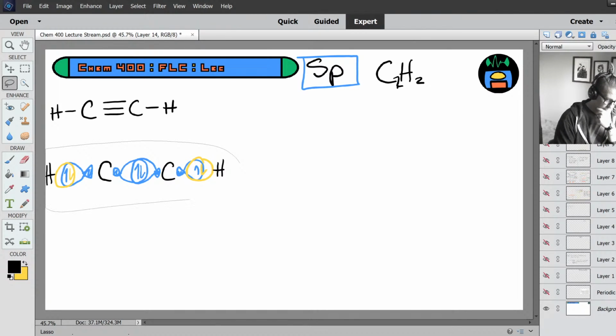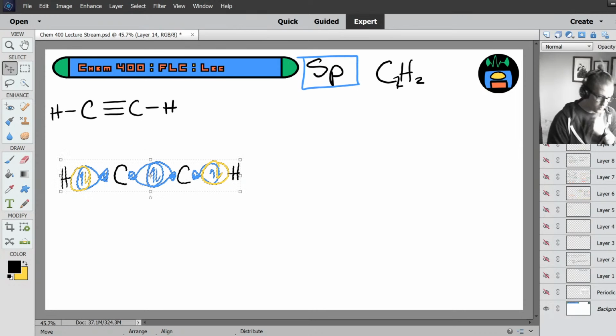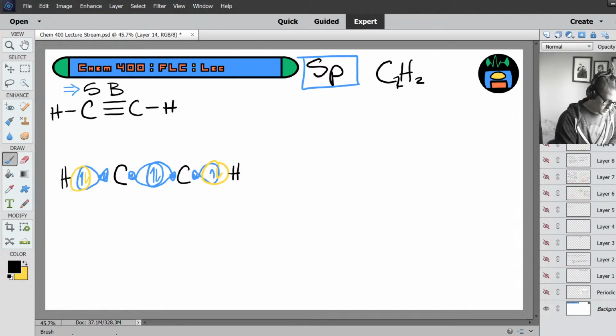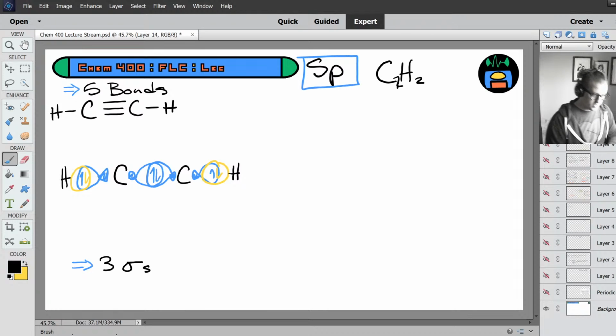Now, you'll notice in this example, it's similar to the last one. If you look at our molecule, we have a total of 1, 2, 3, 4, 5 bonds. But here in this structure, as drawn, we only have 3 sigmas. We know there needs to be 2 more bonds, and we're making multiple bonds here.